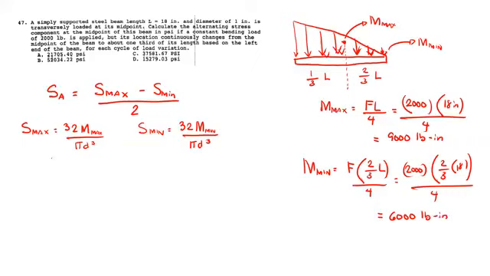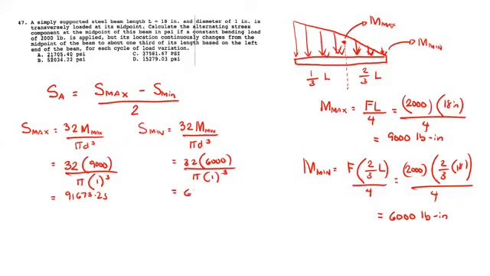Then, substitute natin para makuha. So, maximum stress of 32 times 9,000 divided by pi times diameter natin na 1 raised to 3. So, maximum stress, 91,673.25. Then, ang minimum naman, 32 times 6,000 divided by pi times 1 raised to 3. So, ang minimum stress, 61,115 PSI.